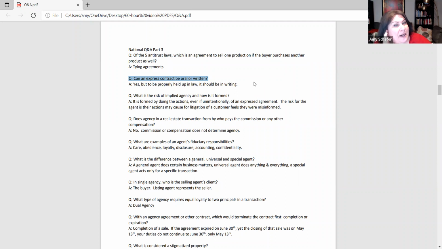The risk of an implied agency agreement is that you may intentionally lead that client to believe that you have their best interests in mind, where you just think you're giving out helpful advice. And this could create litigation for you if that customer at some point feels misinformed.